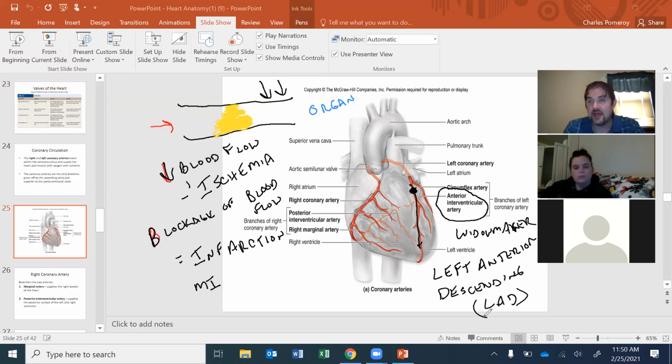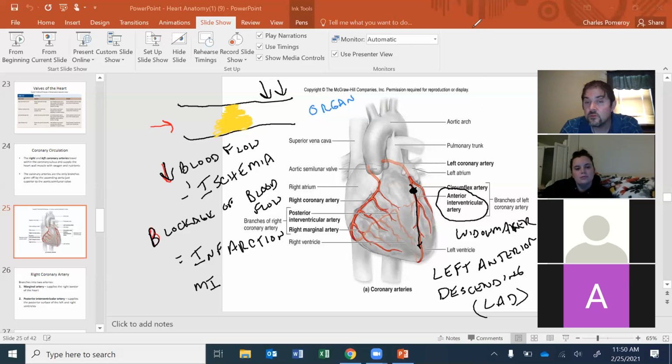I was watching a TV show last night and they mentioned it. They were doing a surgery on the heart and they mentioned the LAD. Where does the blood go after passing through that?